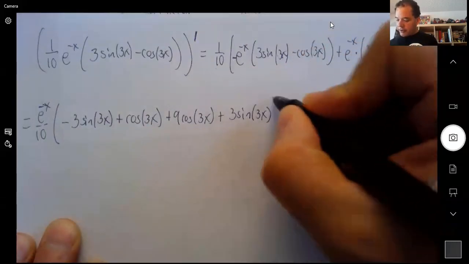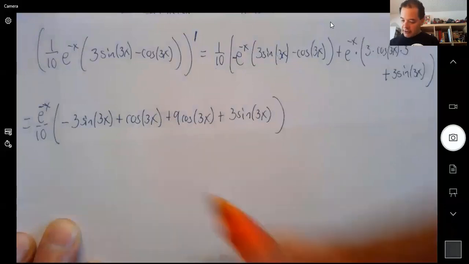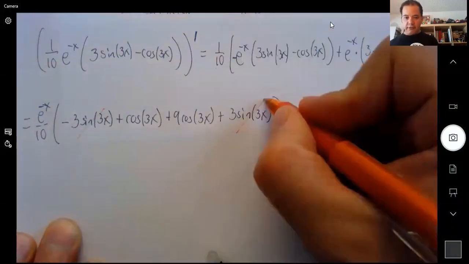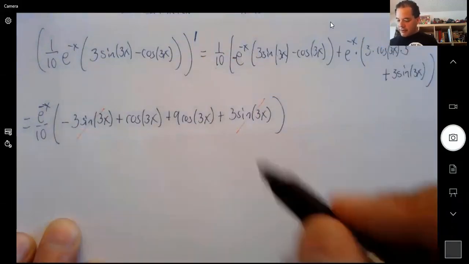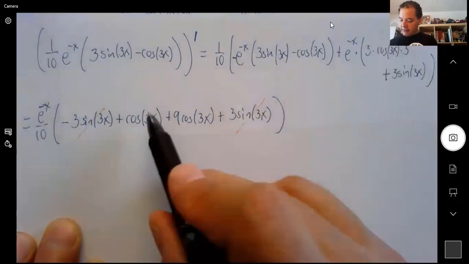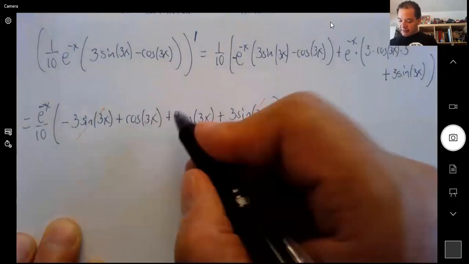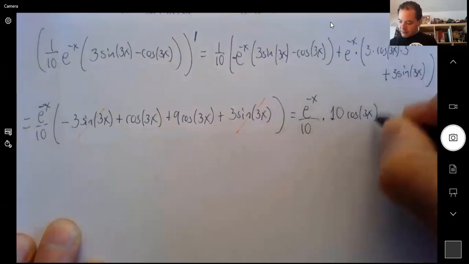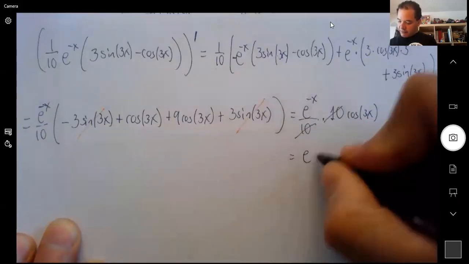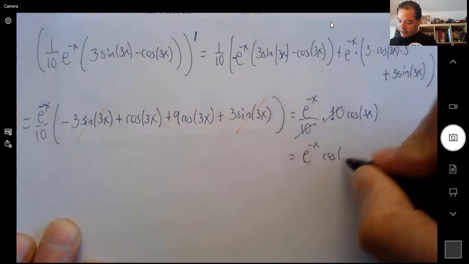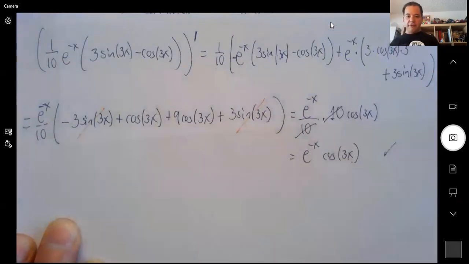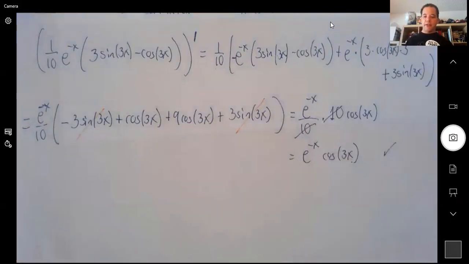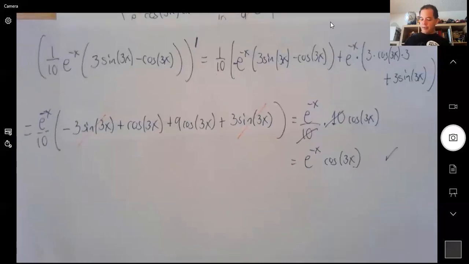And we put it all together. You can tell how this term cancels with this one. This is 9 plus 1, which is 10. And that 10 cancels this 10 over here. And we get e to the negative x cosine 3x. Perfect, just like we wanted. We did it correctly, all right?